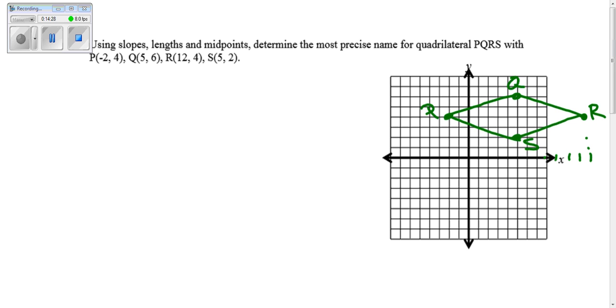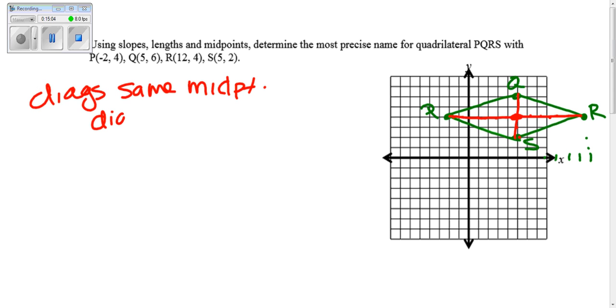So PR, what's nice about these is this one's horizontal, this one's vertical. So PR is 14 units long. So half of 14 is 7, which is right here. QS is 4. Half of that is 2, which is right here. Okay, so they do have the same midpoint. Diagonals, same midpoint. What does that mean? It means that the diagonals bisect each other. So that's telling me, at this point, I can conclude it is a parallelogram.